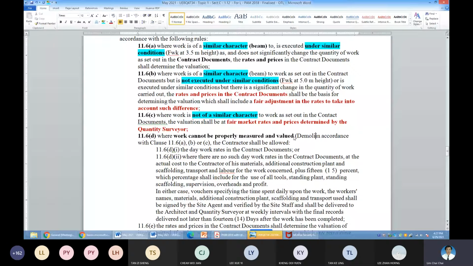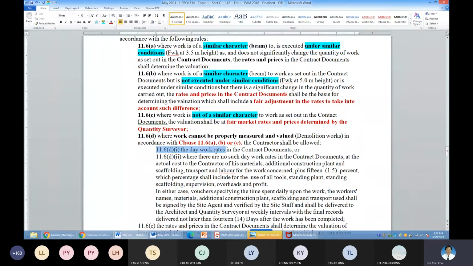Demolition works, for example. How do you measure and how do you value? You find that very problematic. That means it's not covered under 11.6a, b, or c. If it's not covered in 11.6a, b, or c, then option number 1, you use day work rate.